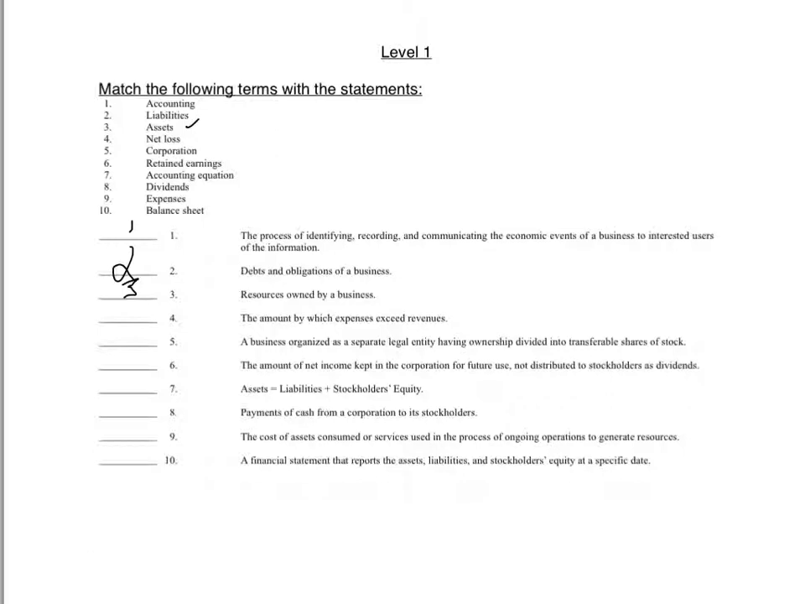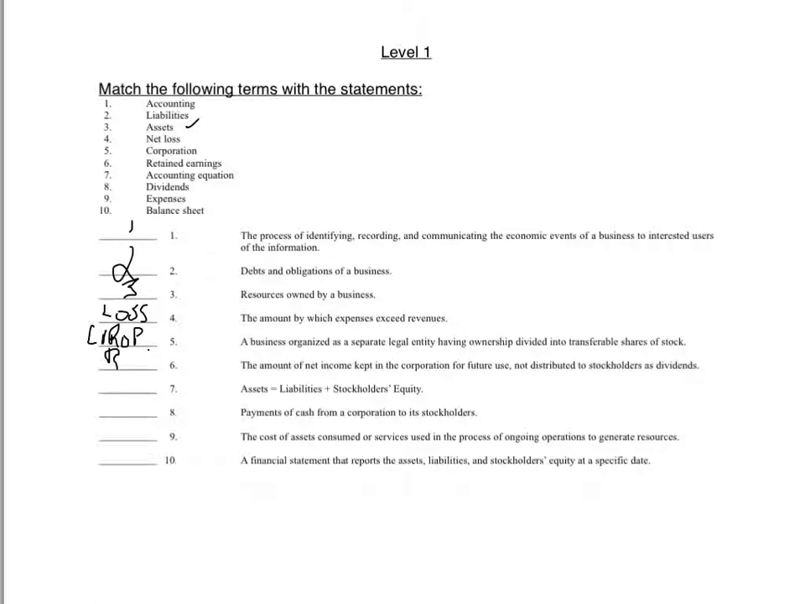The amount by which expenses exceed revenues. That would be a net loss. Number 4. Business organized as a separate legal entity having ownership divided into transferable shares of stock. So that would be a corporation. Corporation, number 5. Okay, the amount of net income kept in a corporation for future use, not distributed to shareholders as dividends. That would be 6.